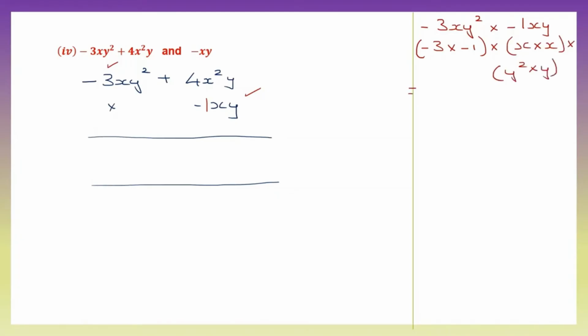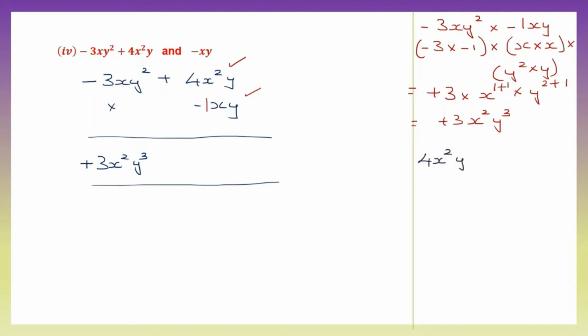So let's first multiply the signs here. Minus into minus is plus. 3 ones are 3 into x to the power of 1 plus 1 into y to the power of 2 plus 1. So that becomes plus 3 x square y to the power of 3. So the answer there is plus 3x square y cube. Now we finish with this. We're going to take minus 1xy and 4x square y. So let's do that.